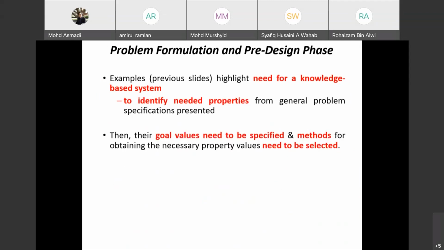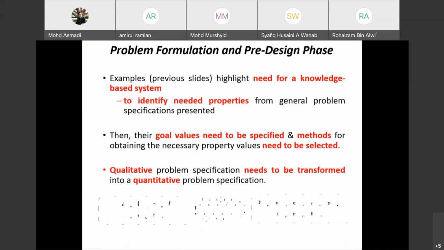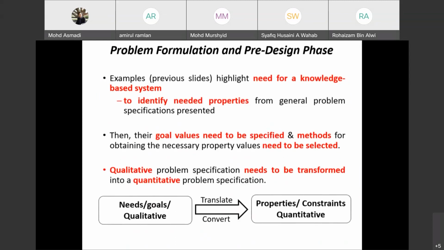Specifically, as presented. What I want to emphasize here is that the needs or goal is qualitative. You have to translate or convert it to properties or constraints, which are quantitative. That is important. From the needs, you have to convert to quantitative. You have to know that.